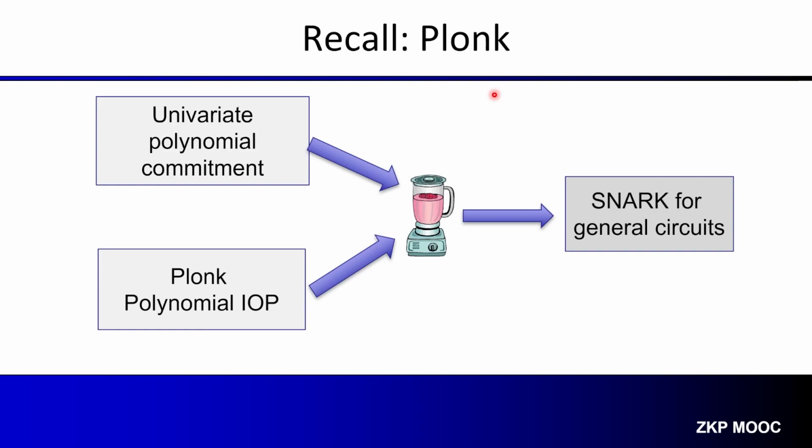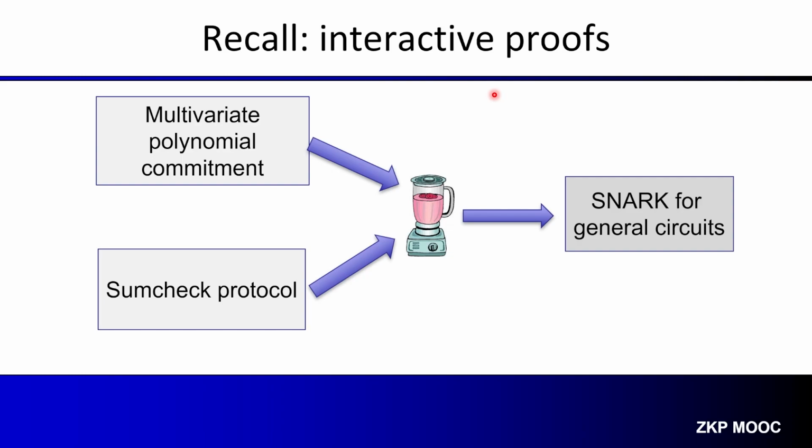In the last lecture, Dan has taught about the Plonk scheme, where we can reduce the computation of a general circuit to several proof gadgets, such as polynomial equality testing, product check, permutation check, and so on. Combining the Plonk IOP with a univariate polynomial commitment, we will get an efficient SNARK for general circuits.